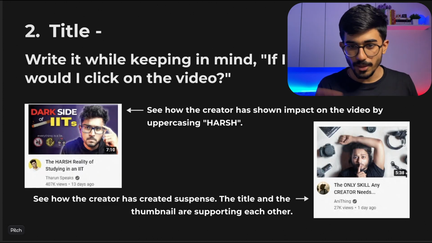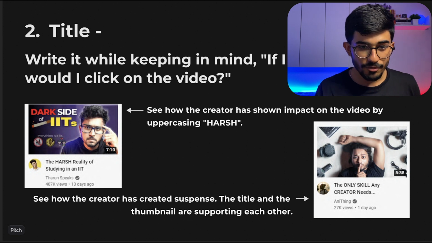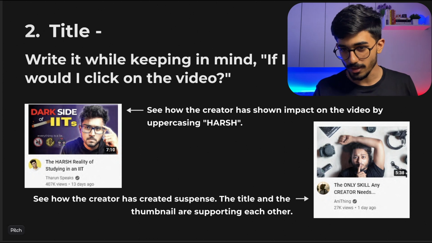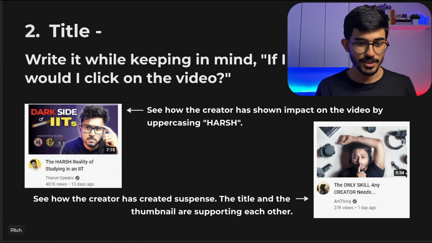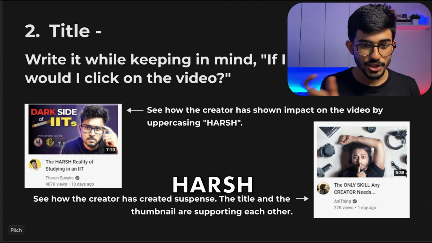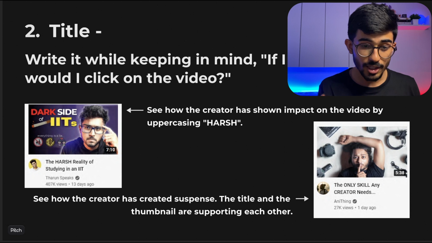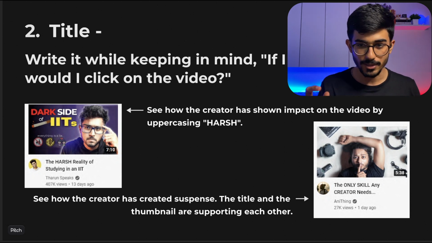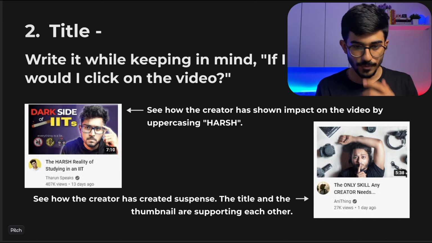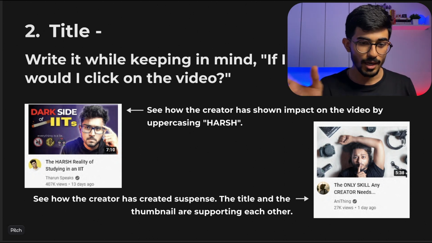Title. So I have some examples of title. We have Tarun, and then we have Annie thing also. I like his visuals and all. So how to write titles. Here you can see the harsh word, the harsh reality of studying in an IIT. Harsh word is all in capitals. Even over here, the only skill any creator needs. So only skill and creator are in capital.